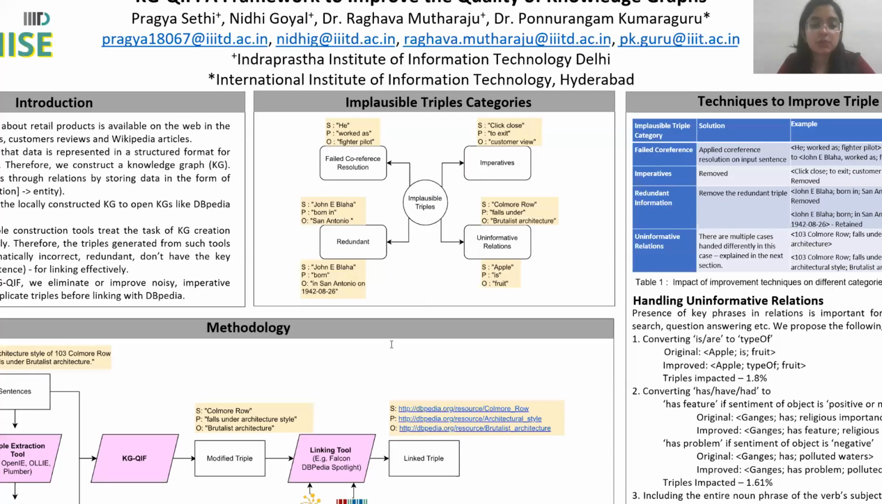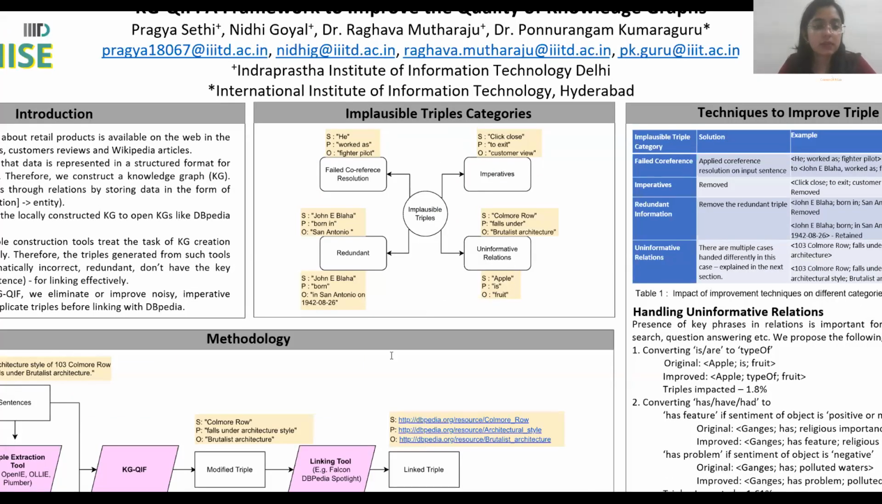We divide the implausible triples into four categories: failed coreference resolution, imperatives, redundant triples, and uninformative triples. The failed coreference resolution triples are the ones that contain pronouns like he or demonstrative determiners like there, which don't really refer to any named entity. For example, in "he worked as fighter pilot", the triple on its own cannot tell who he refers to.